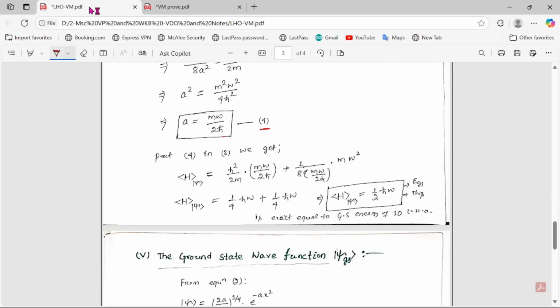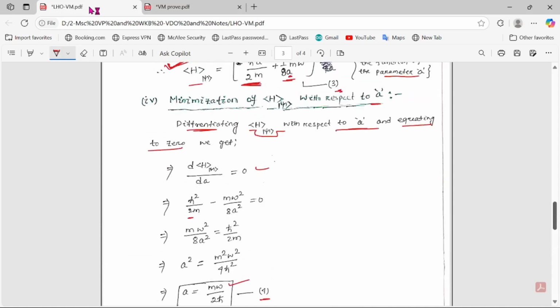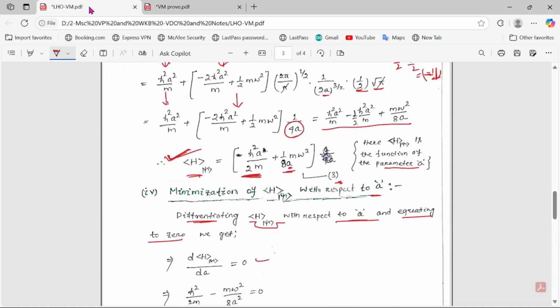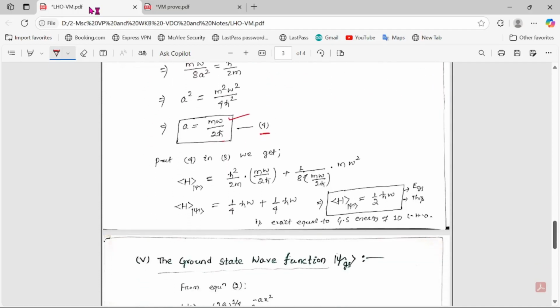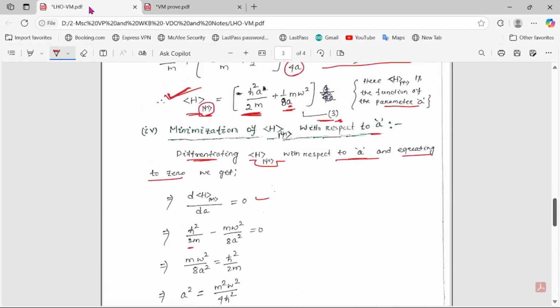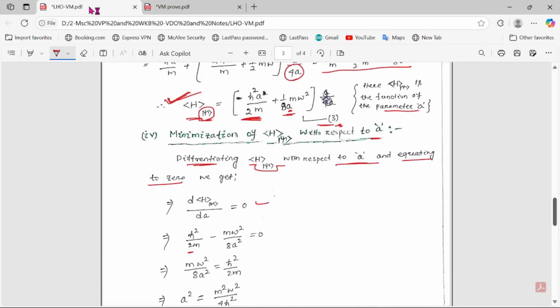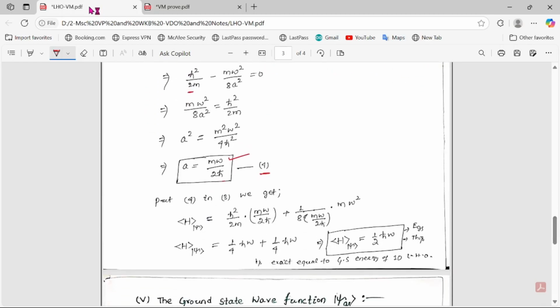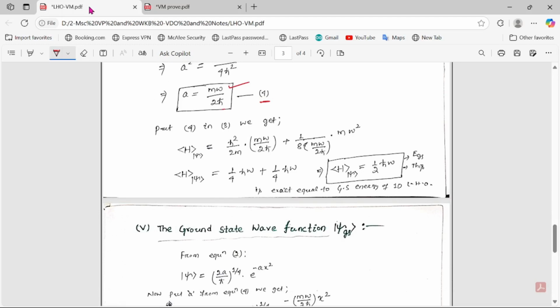Now whatever a value we found over here, we have to just put in equation number 3. In equation number 3, that means our general expectation value for an arbitrary wave function, if I put this a value here, ħ² by 2m into a, meaning mω by 2ħ, plus 1 by 8a, where a was mω by 2ħ, into mω². Just simplify it, you can find half ħω, which is nothing but the ground state energy of the 1D harmonic oscillator.